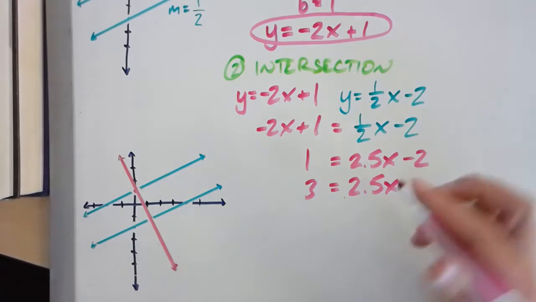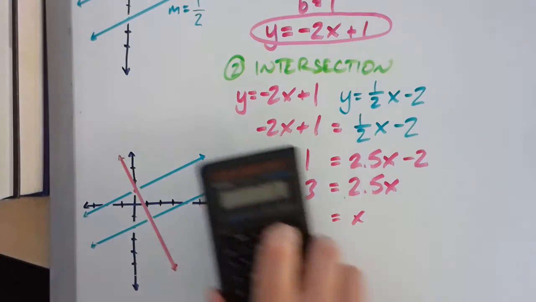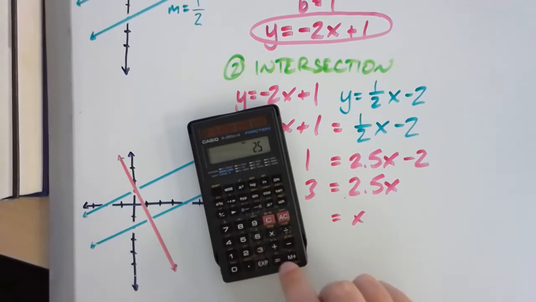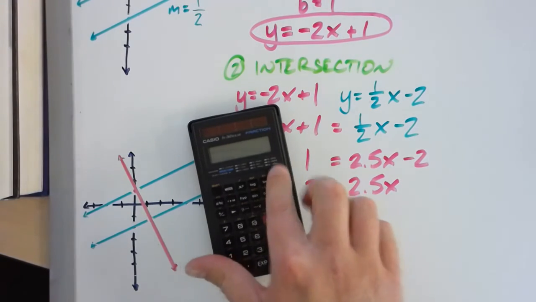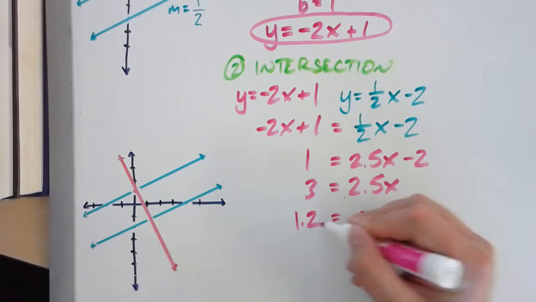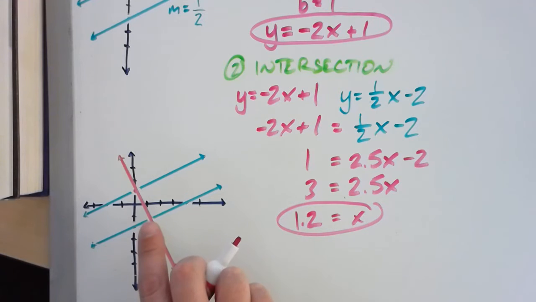Now I could divide by 2.5. Just to do this on a calculator, don't feel like you have to do this in your head. 3 divided by 2.5 is 1.2. So x equals 1.2. Not a friendly whole number, but again, using the system of equations, I get a very accurate answer. So it's 1 and just a little bit. That's the x coordinate point for that intersection.